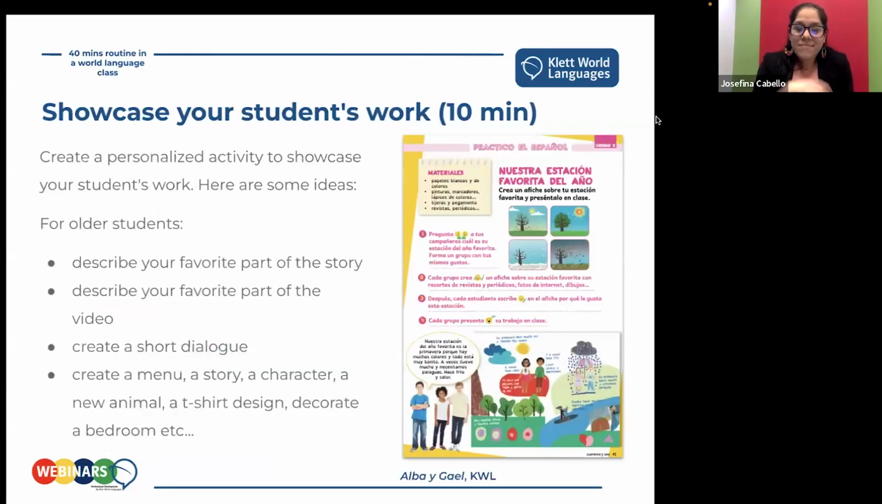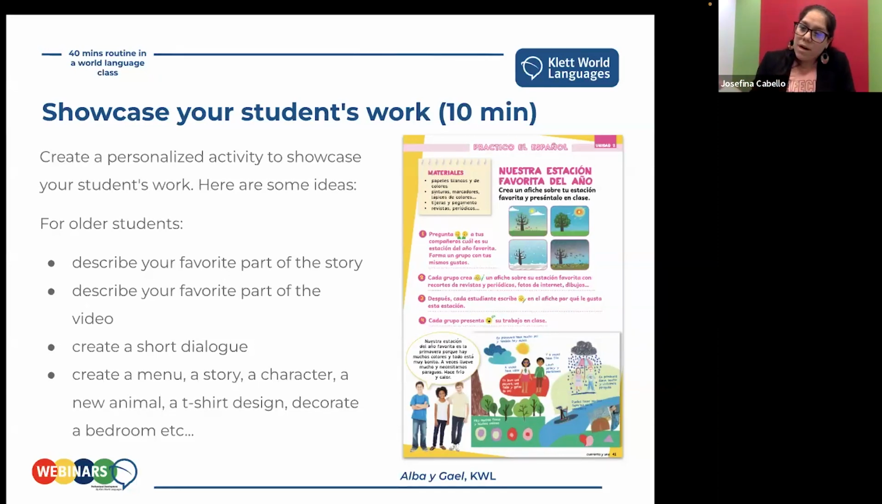And another thing that you can do, and this is probably one of my students' favorite activities, is that you can showcase your students' work. So for this, your students are going to create a personalized activity to showcase whatever they're learning. So here are some ideas that you can do. For older students, you can do, describe your favorite part of the story. If you read a book, if you watch a video, describe your favorite part.